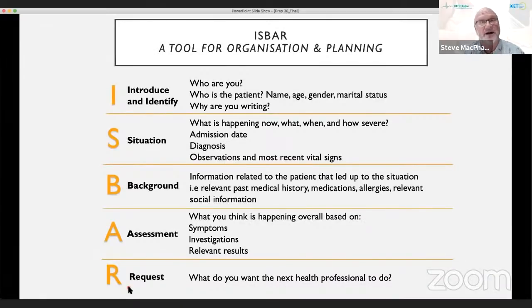Finally, we get the R. R stands for request. And that's just your request. What do you want the next health professional to do? Because they're going to provide continuity of care. Your role when you're doing that referral letter has ended, at least temporarily. So it's going on to the next health professional. So what is your request? That needs to be clear.